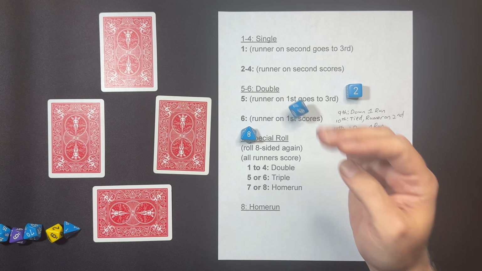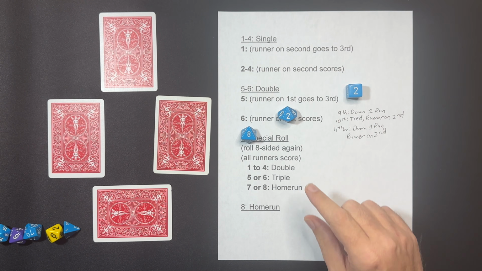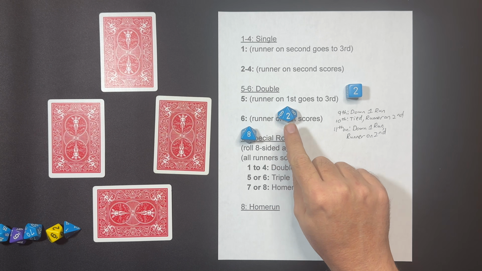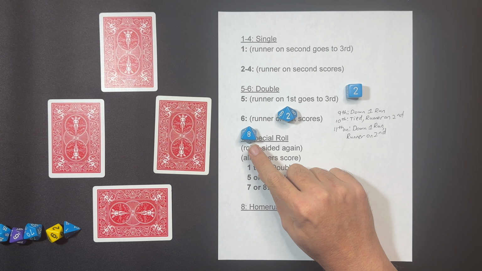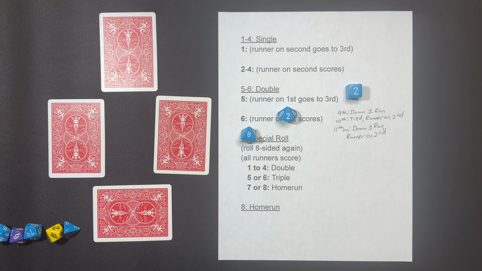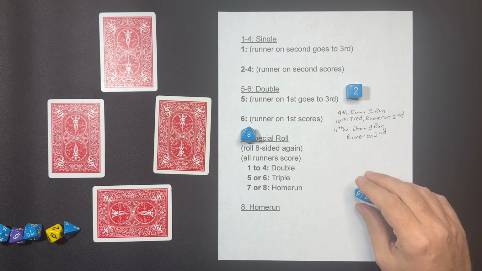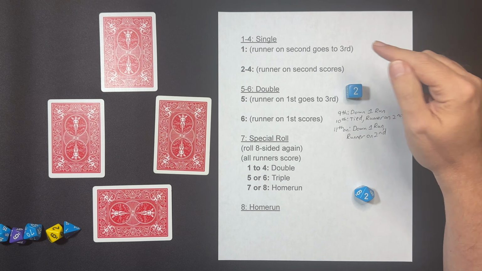I rolled an 8, so that's a pretty good roll. And I rolled a 2. When the 10-sided die is the same or lower than the 8-sided die, you have hit the ball. That's really important. So now you're going to come to this chart, and I did the underline.